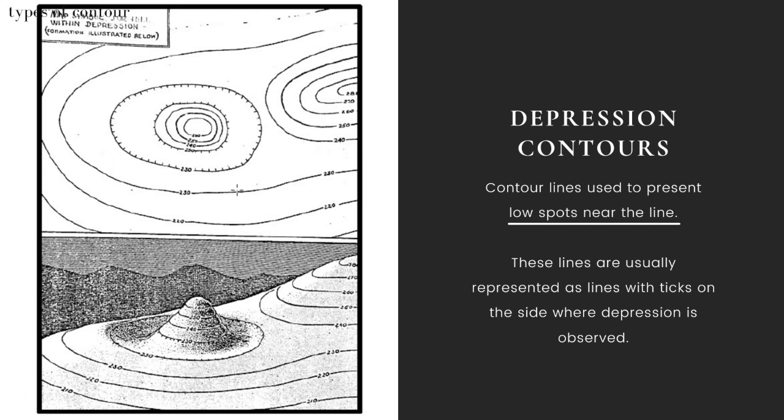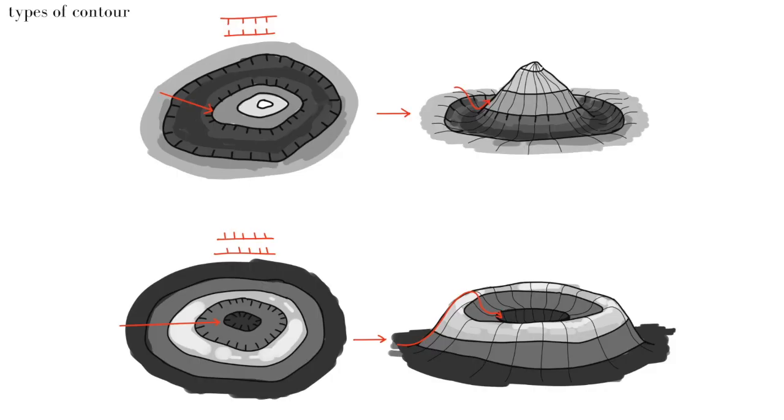Next is depression contours, contour lines used to represent low spots near the line. These lines are usually represented as lines with ticks on the side where depression is observed. To give you a clearer image of how these ticks define depression, there are 2 ways of doing this, which is either the ticks are going towards each other or the ticks are going towards the same direction. So first, if it goes towards each other, then that is the only area where the depression takes place. As for when the ticks face the same direction, it means that there is a continuous depression going towards the middle of that area.